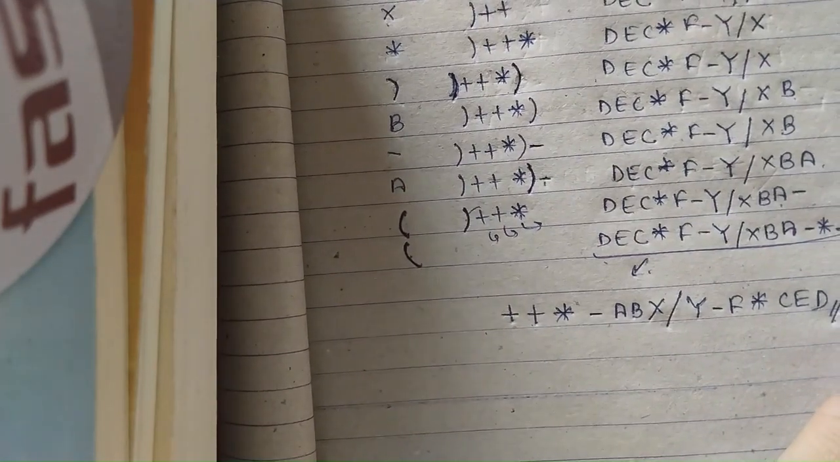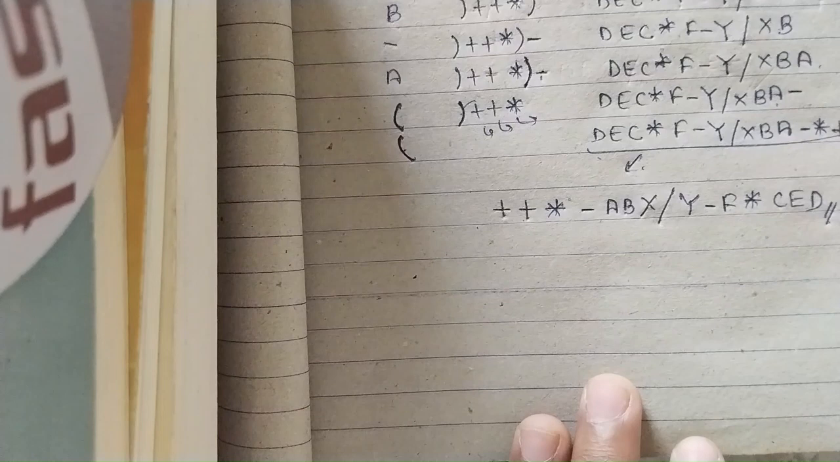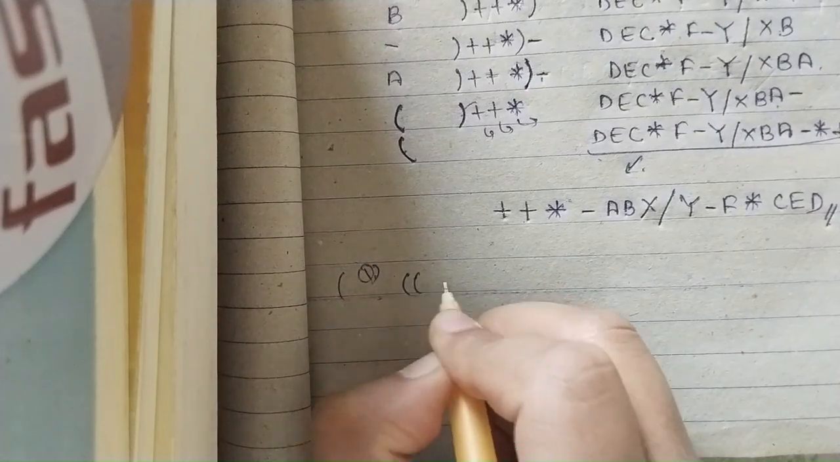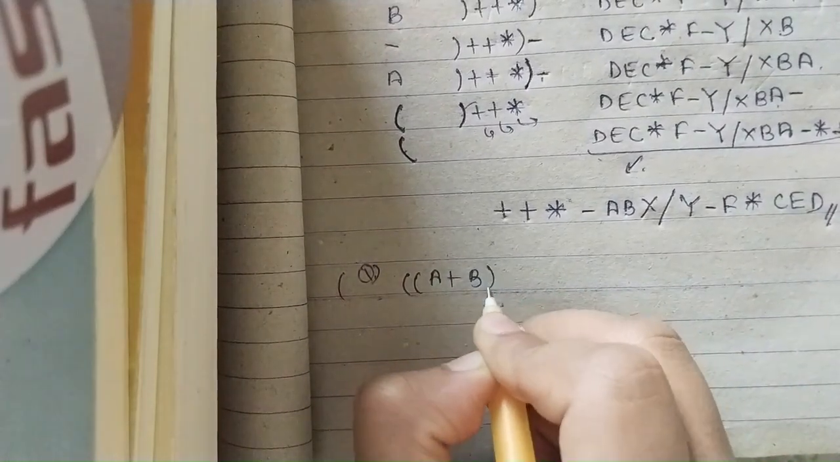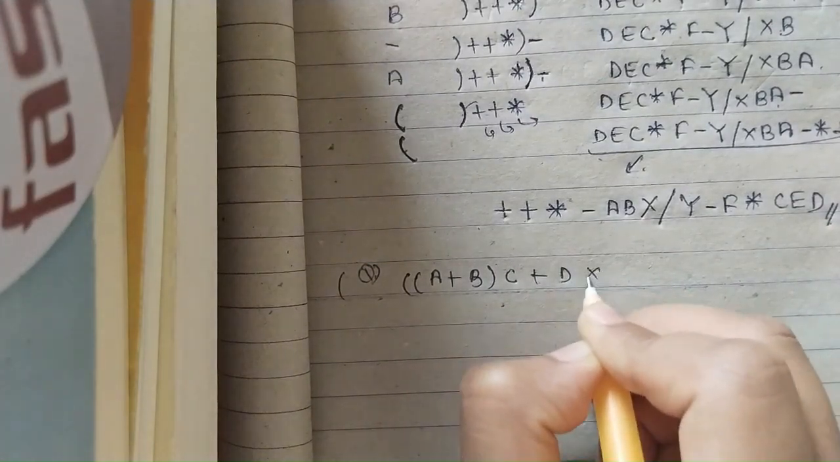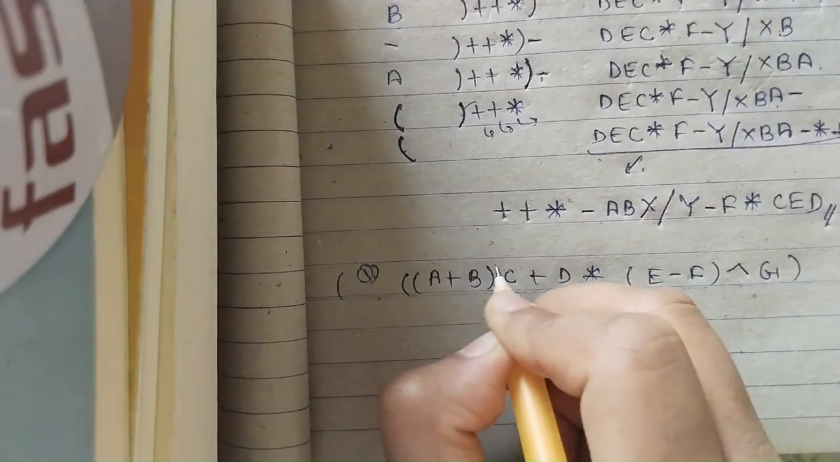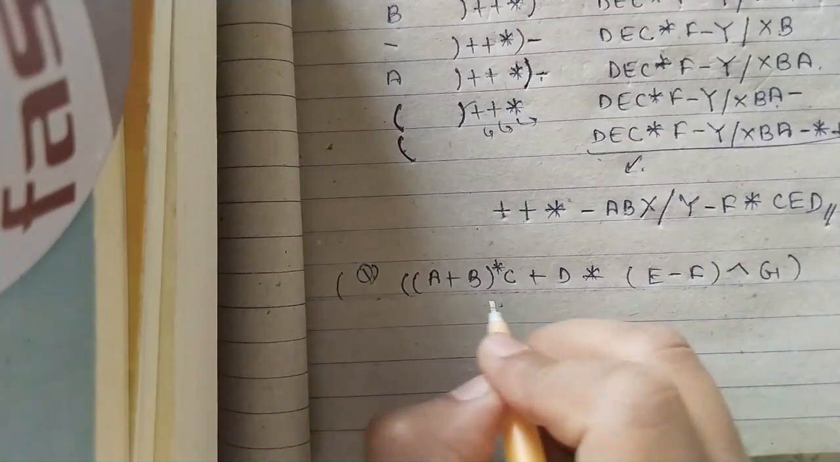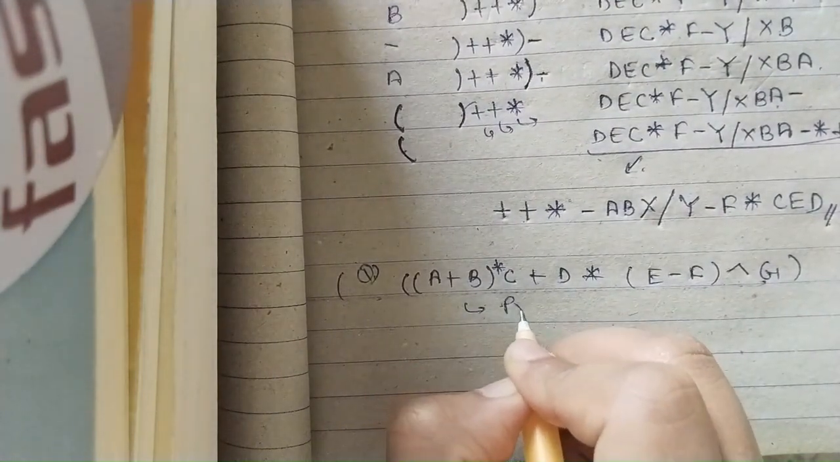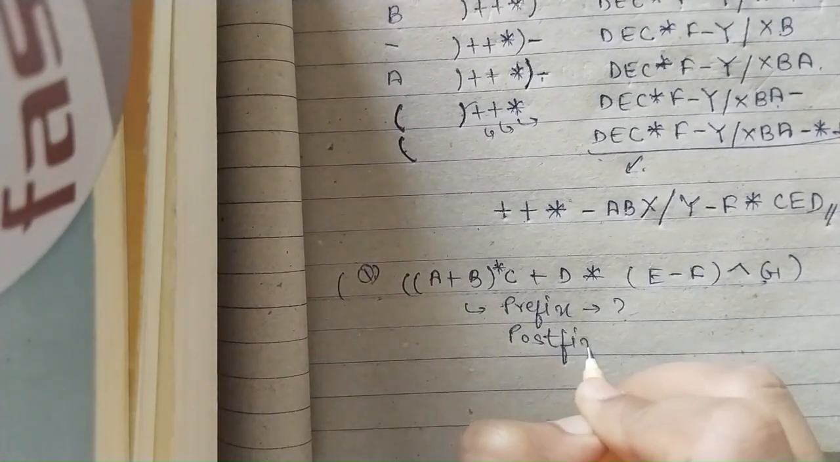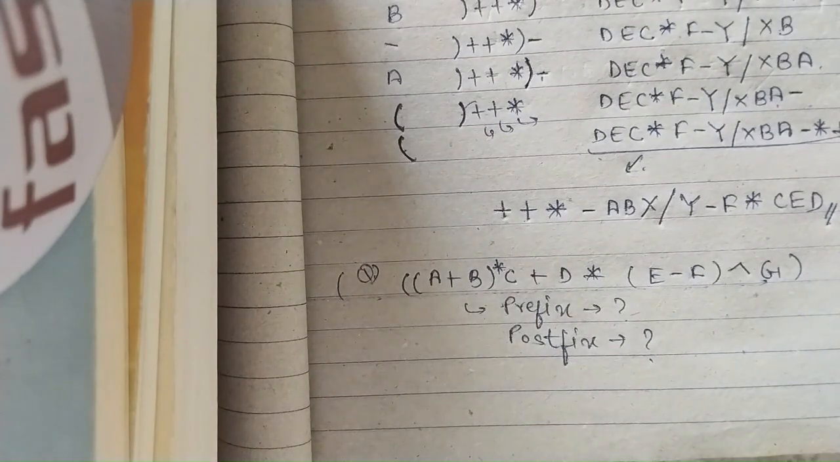Hope you understood. I will be giving you an expression which you have to convert in prefix as well as in postfix expression, and please mention the answer in the comment section below. So your question is: bracket A plus B, C plus D into E minus F exponential G. Here your multiplication sign is there. So you need to convert this particular expression into prefix as well as postfix. Okay, and please mention your answer in the comment section.